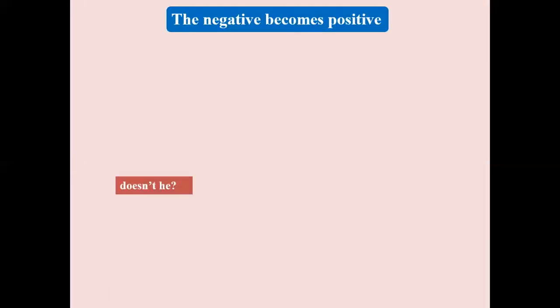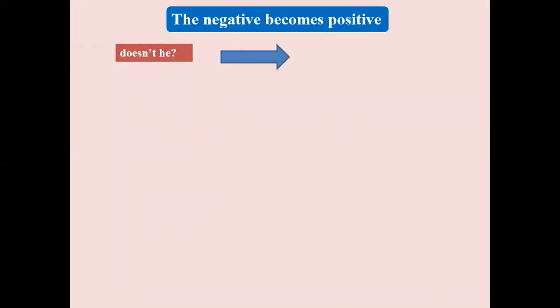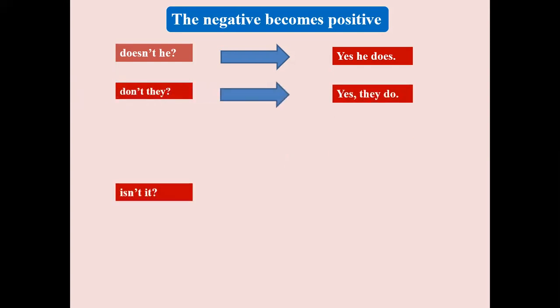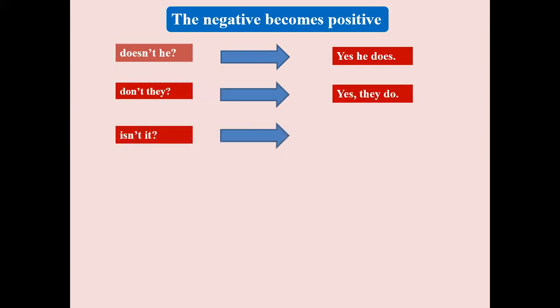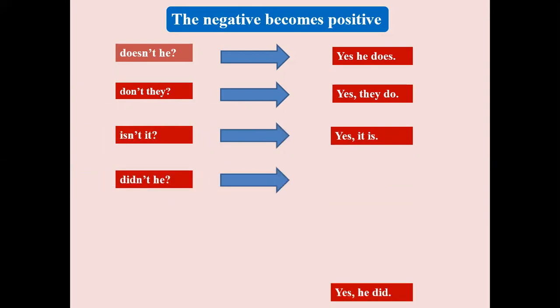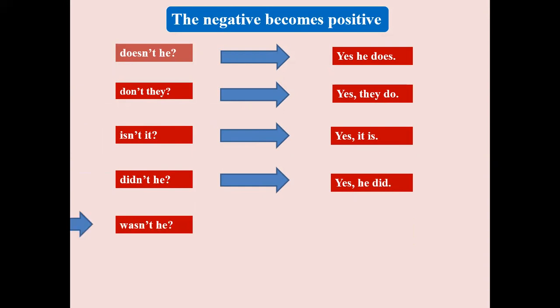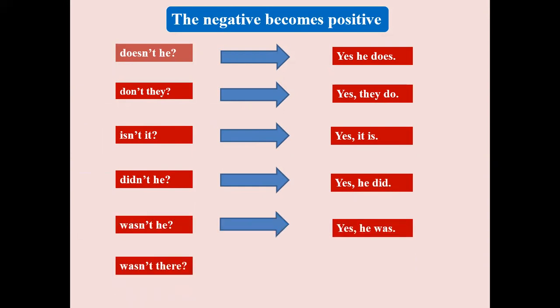Now, as we saw, the positive becomes negative, and the negative becomes positive. Here, doesn't he? Yes, he does. Don't they? Yes, they do. Isn't it? Yes, it is. Didn't he? Yes, he did. Wasn't he? Yes, he was. Wasn't there? Yes, there was. Okay?